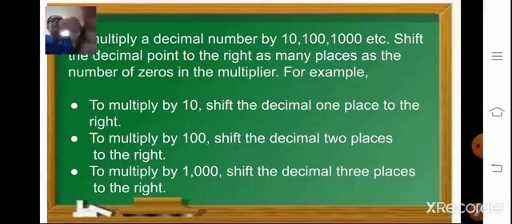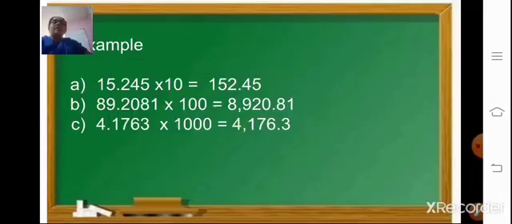Now children, just remember that to multiply a decimal number by 10, 100, 1000, we have to shift the decimal point to the right as many places as the number of zeros in the multiplier. For example, to multiply by 10, shift the decimal one place to the right. To multiply by 100, shift the decimal two places to the right. And in the same way, to multiply by 1000, shift the decimal three places to the right. Let us see an example here.